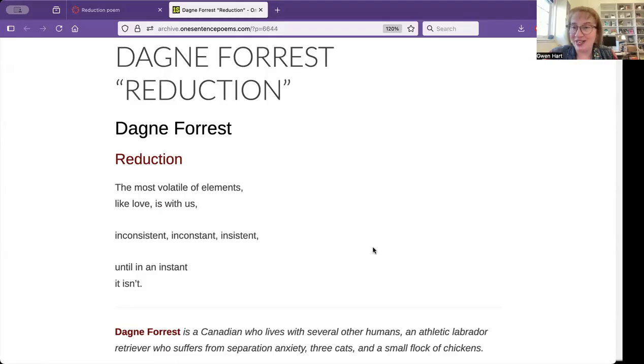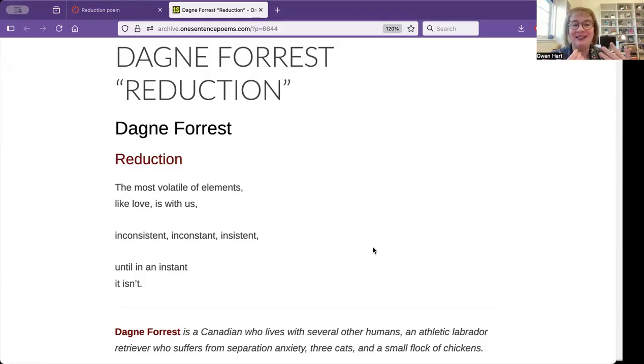So you see how much fun, there's not direct rhyme in this, there's not exact rhyme, but it's really fun. We've got some common sounds in volatile and love, both have L's and V's. And then "is with us" also has some things in common with inconsistent, inconstant, insistent, instant, and isn't. Those are all very similar, even though they're not rhymes. So that can be a fun thing to do, is see how you can put all these words together to make some kind of meaning. And this poem does make sense.